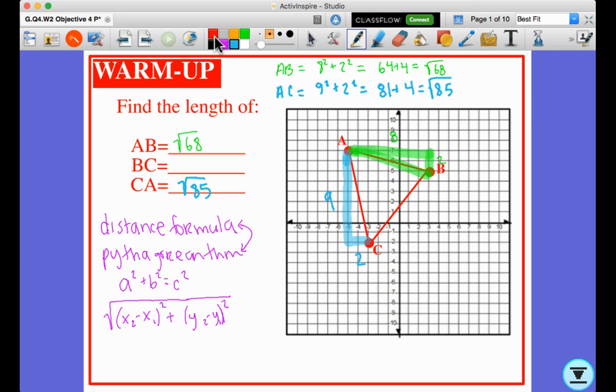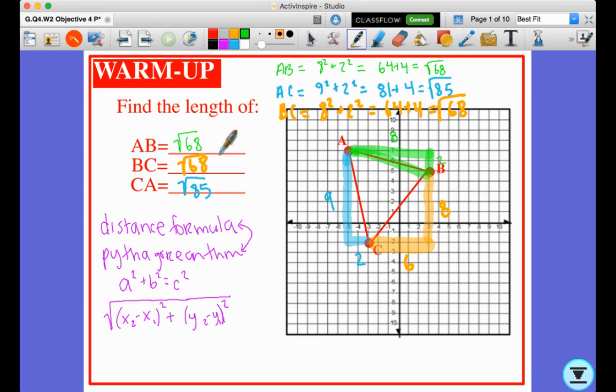And then for that last side, BC, I'm going to form that into a right triangle. Let's see, what are the side lengths? 1, 2, 3, 4, 5, 6 by 1, 2, 3, 4, 5, 6, 7, 8. So BC is going to be 8 squared plus 2 squared, 64 plus 4, which is 68, and then I would take the square root of that.